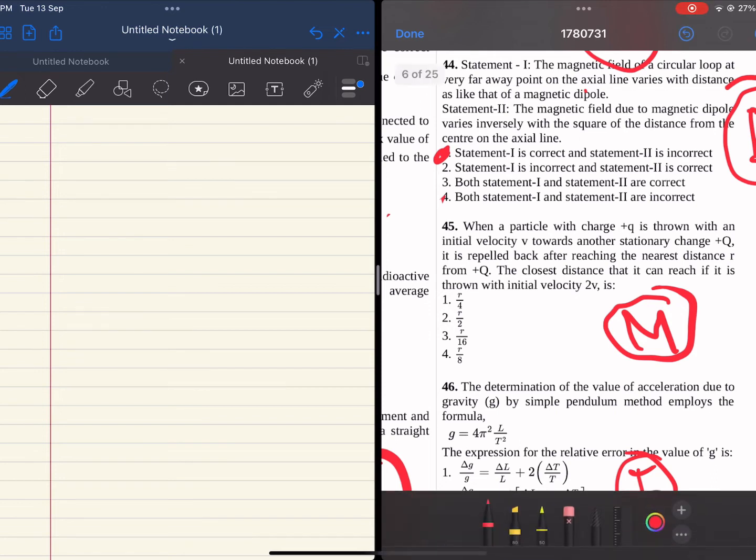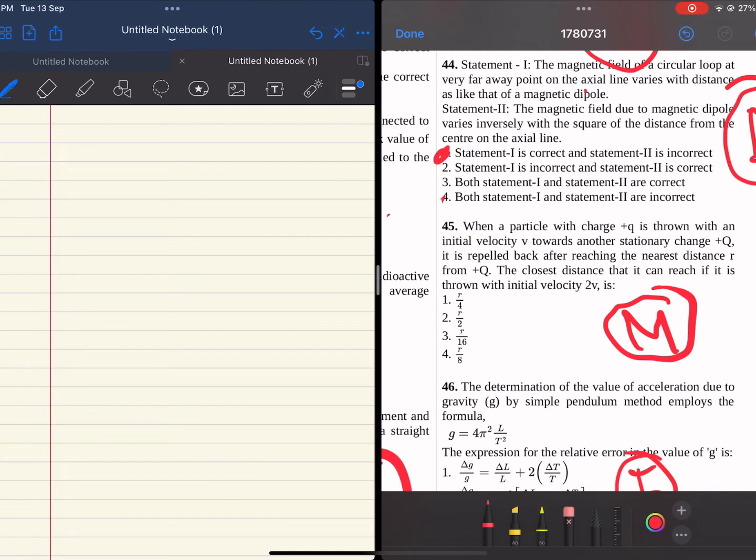Now, in this question, let us try to visualize the situation. If the particle plus q is thrown with velocity v towards a stationary charge plus q, since they both are positive, they will repel each other, and since it's thrown at velocity v, it will be decelerated. And there will be a point when its velocity comes to 0, and after that it begins to get accelerated due to the repulsive force in the opposite direction, right? So when it becomes 0 velocity, the distance between the particles is minimum. We can also do it using differentiation. We can prove it using the maxima-minima concept.